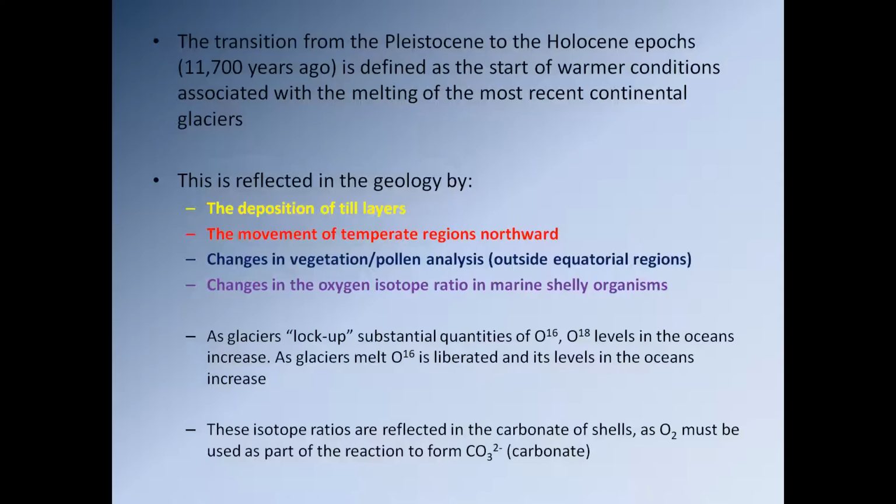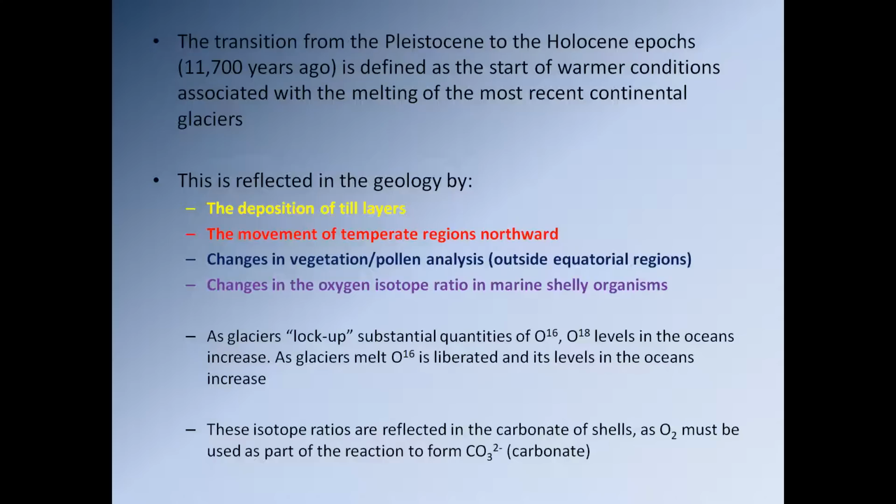If you remember, till is the very poorly sorted sedimentary rock that's deposited by glaciers. The sediment that makes the till is held within the ice of the glacier, and obviously as the glacier melts, the sediment is deposited and released, and that makes the till. So when you have large-scale glacial melting, you have large quantities of till being deposited. Around 12,000 years ago, we start seeing the deposition of very substantial quantities of till, and that suggests there's a lot of melting going on.